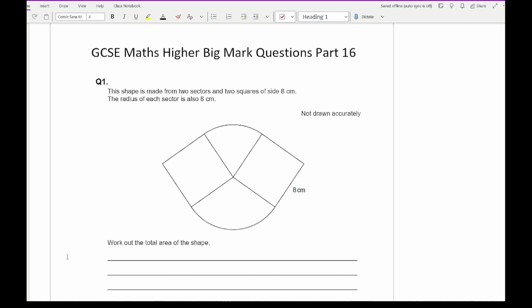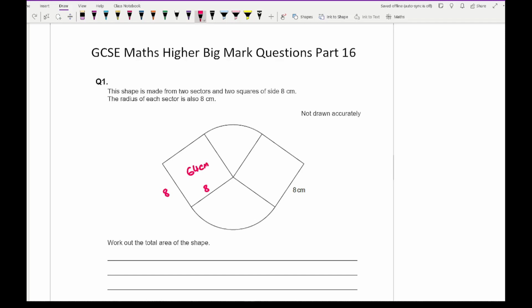Now it may not seem like it, but there are 2 sectors in this particular shape. So here we've got 1. Now we know that this is 8 centimeters and that's going to be 8. So the area of this square is going to be 64 centimeters squared. And so is this one here. And that's going to have 8. This is going to be 8. And this is going to be 8.